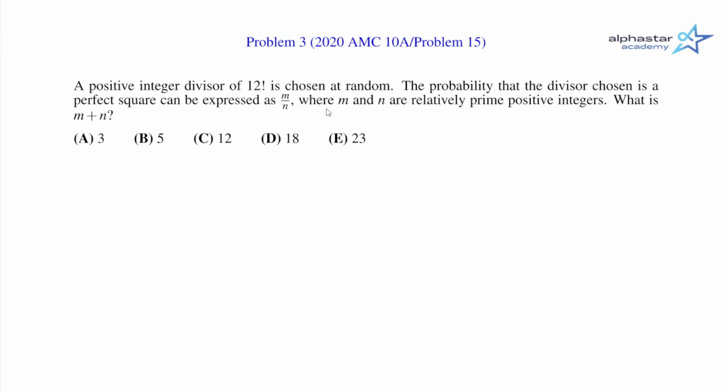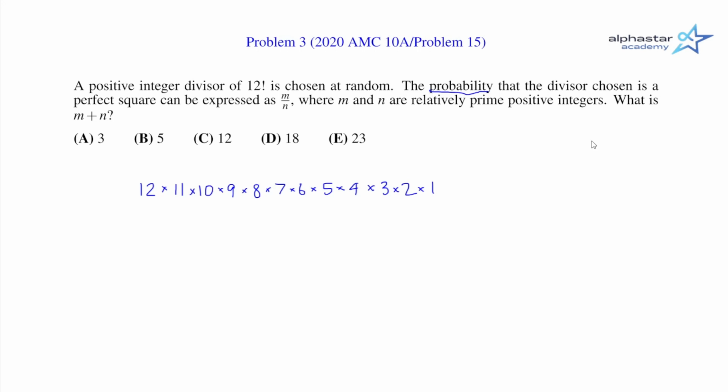This looks like a probability question, but really we need to be thinking about the number theory aspect of this question. We have a number, 12 factorial, which remember is just the product of all these numbers. And we're asking how many of these divisors are perfect squares?